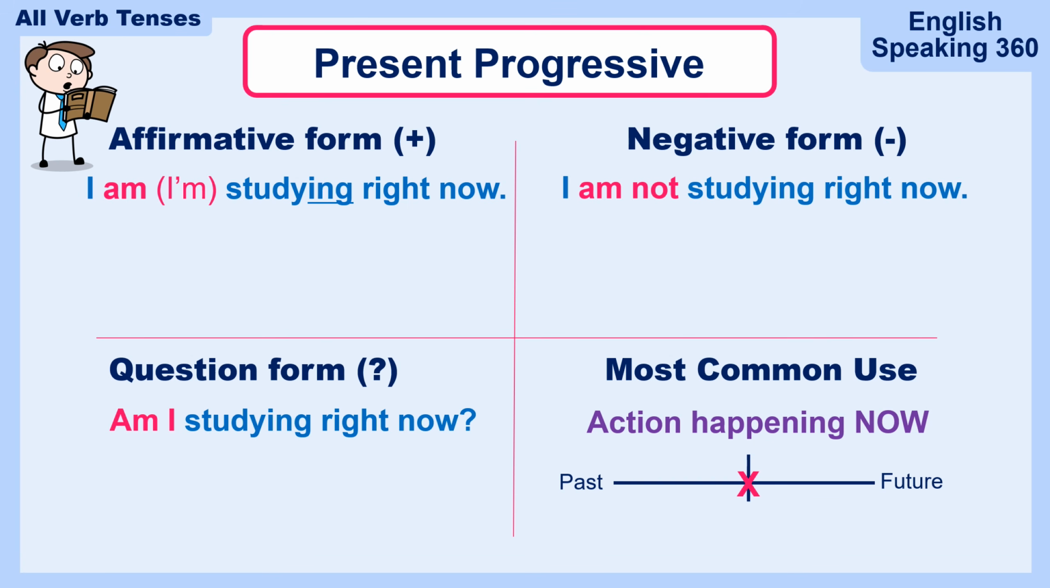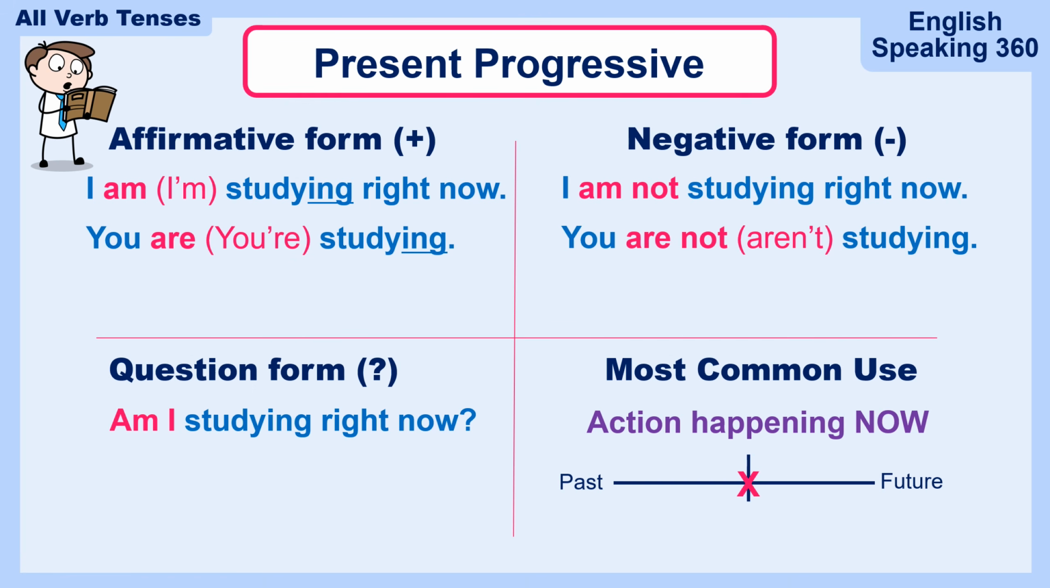Now, let's take another example. You are studying right now. You are. You could say you're studying. Good. The negative form, you are not studying, or you aren't studying now.